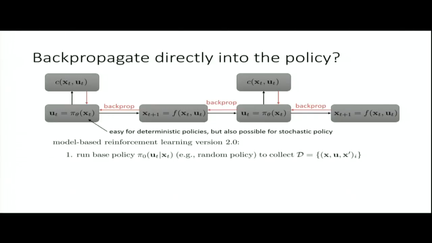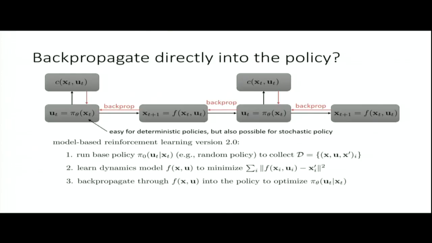The resulting algorithm would look something like this. This is the version 2.0 that I talked about on Monday. You run your base policy to collect some data, use that data to fit your dynamics, backpropagate through the dynamics into the policy to optimize the policy, run the policy to collect more data in order to address the distribution mismatch problem, and repeat. So this is the backprop into the policy algorithm.